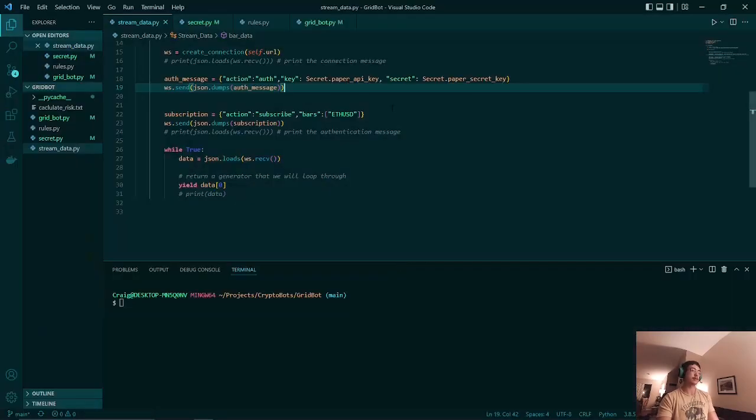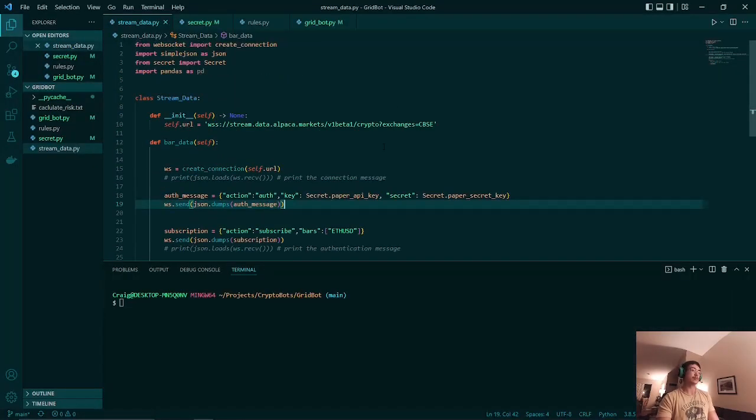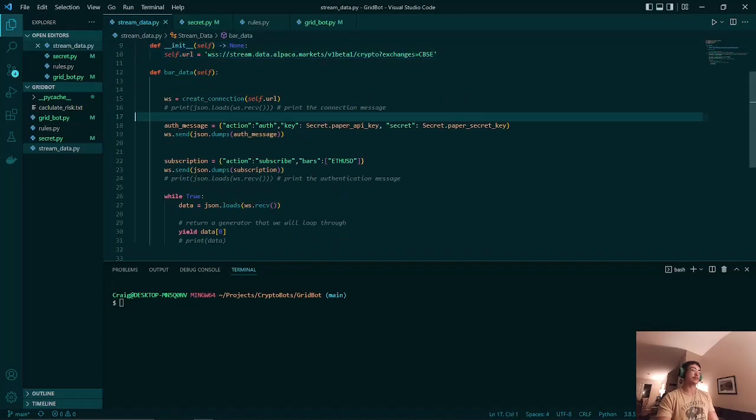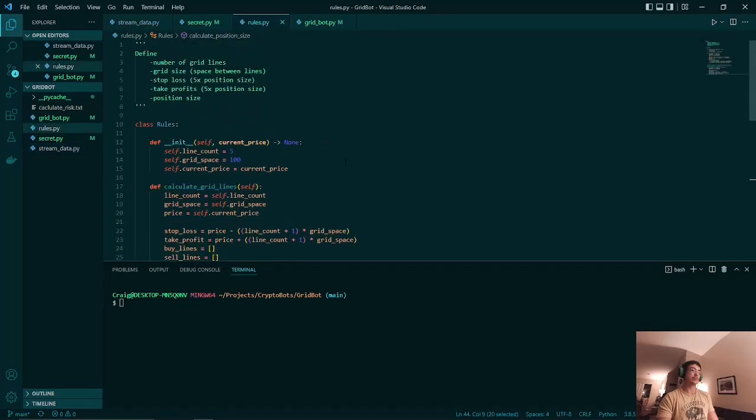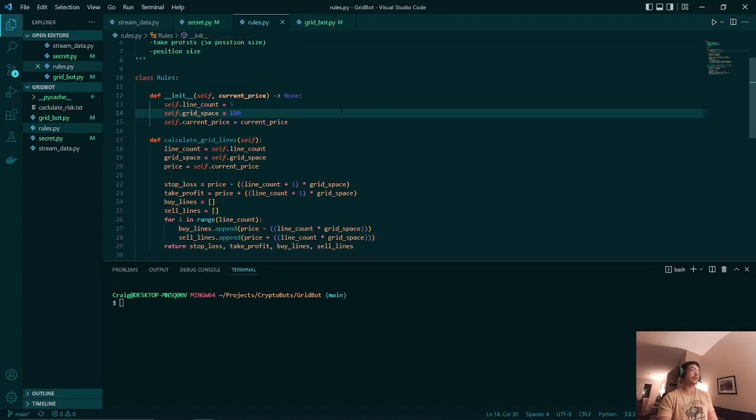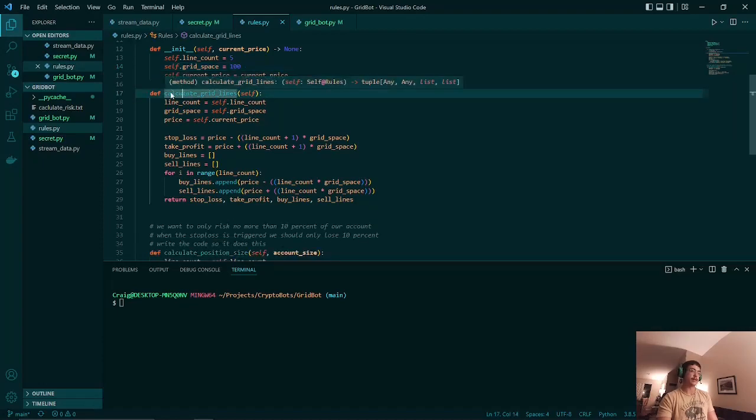Going back to our code, we first have our script that will be used to stream live Ethereum data. First we have our WebSocket connection that will be called. Then we have our authentication message as well as our subscription, and then it will iterate through all of our Ethereum data. After that, we have our rules. These will be used to determine the number of grid lines that we will use for the grid trading bot, and then we'll have a space in between our grid lines that will be 100.